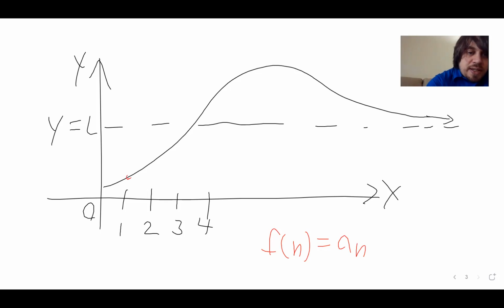So for instance, here's the value at 1, here's the value at 2, here's the value at 3, here's the value at 4. So this height is a sub 1, this height is a sub 2, this height is a sub 3. The height of that point is a sub 4, right? So a sub n is the height of the function f at n equals 1, n equals 2, n equals 3, n equals 4, right? And this is the graph of y equals f of x.